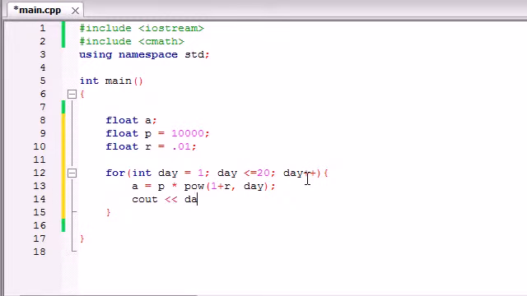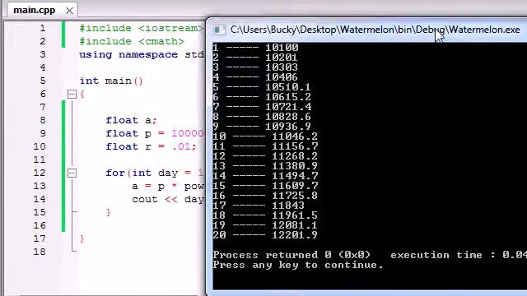Let's go ahead and print the day first. And then just want to give it a nice little spacer here. There we go. And then we go ahead and write A. A is the amount of money that we're making. And then we'll print this on a new line each time. So let's go ahead and run it, and you'll see what I'm talking about whenever I run it.